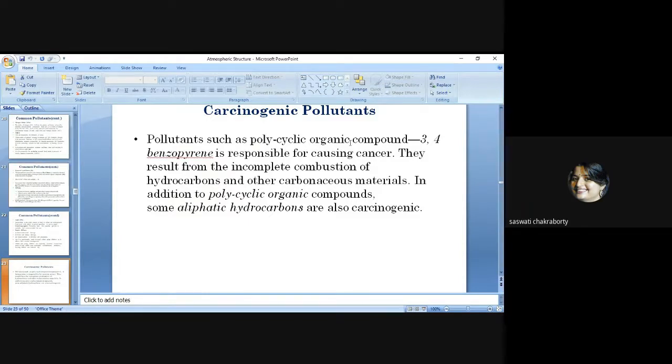Such as 3,4 benzopyrene, and they are actually formed due to the incomplete combustion of hydrocarbon.